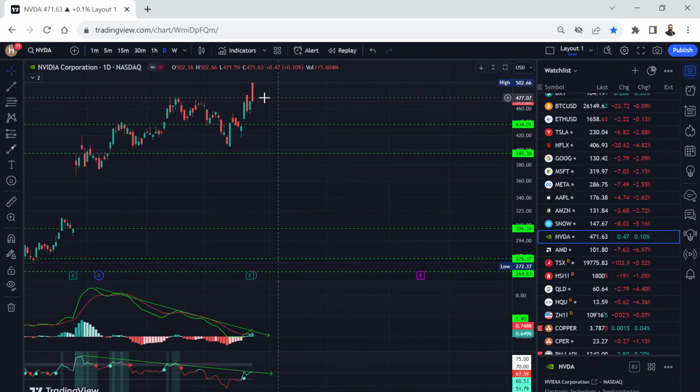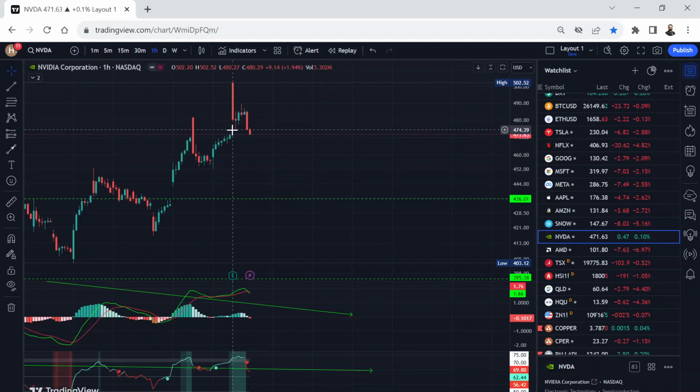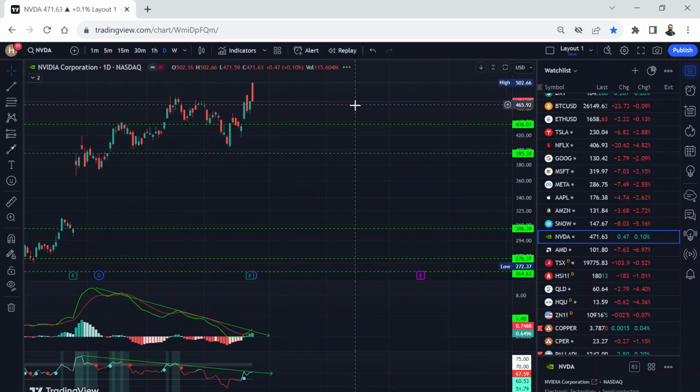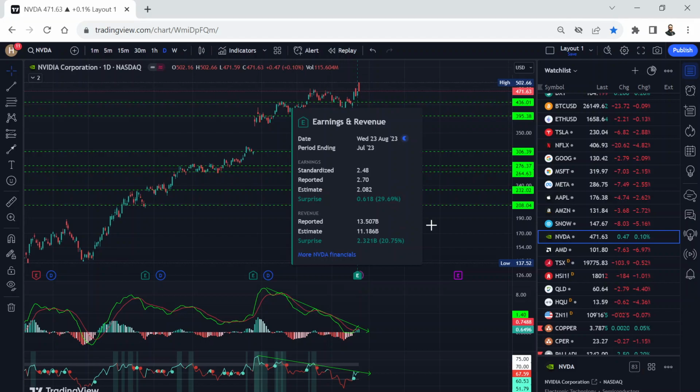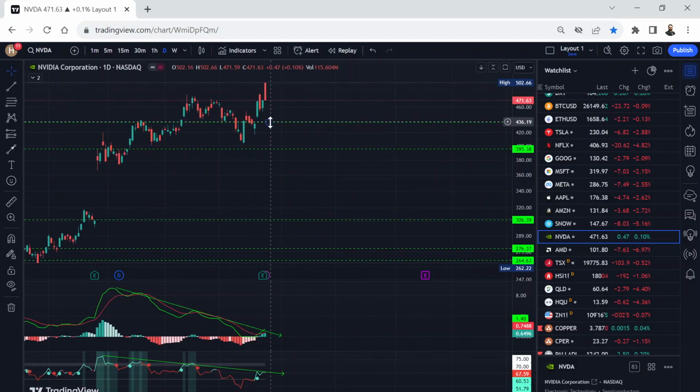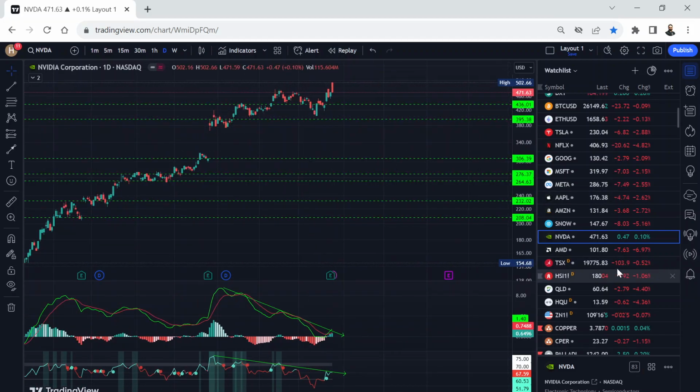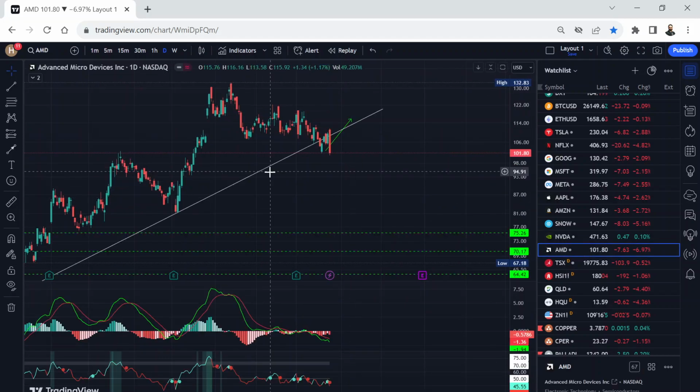NVDA after earnings sold off, so there was a gap up. It covered this gap. There's another gap here. I'm not sure if it's going to sell off all the way down to fill this gap, but earnings are good. You can see massive profits here. So this was profit taking, but there's no reason to be bearish on NVIDIA yet.